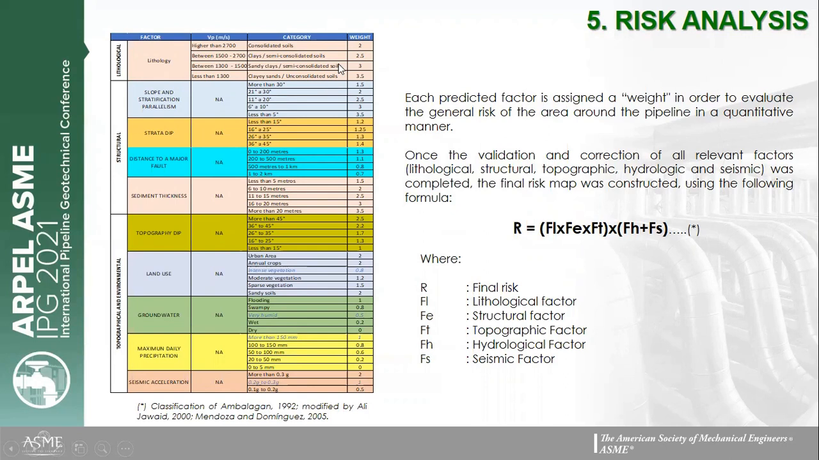Once the validation and correction of all relevant factors like lithological, structural, topographic, hydrological, and seismic factors was completed, the final risk map was constructed using the following formula. This formula correlates the lithological, structural, topographic, hydrological, and seismic factors that we have done in the previous steps.